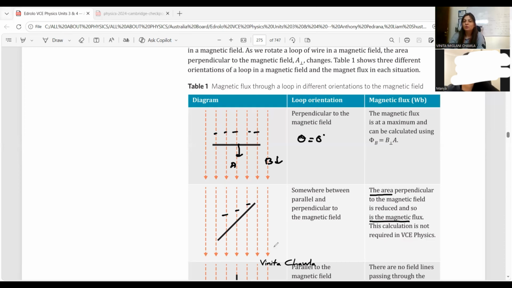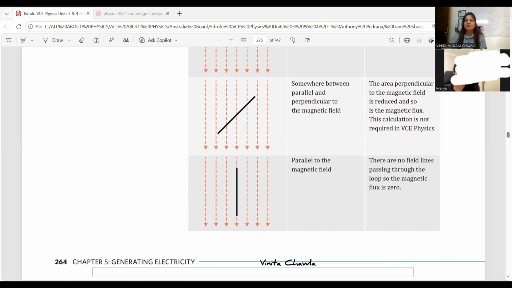Magnetic field is pointing in the downward direction, and area vector, this is how we mark it. We draw the area vector direction. Magnetic field is in the downward direction, area vector is pointing in this direction. Then how will you find the angle? This is the direction of magnetic field and this is the direction of area vector. So the angle between these two is theta. So it's BA cos theta actually. And this calculation is not required in VCE physics. We are not going to discuss this thing where we are taking the angles, right, in VCE physics.